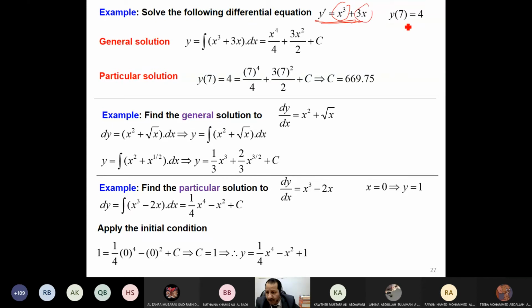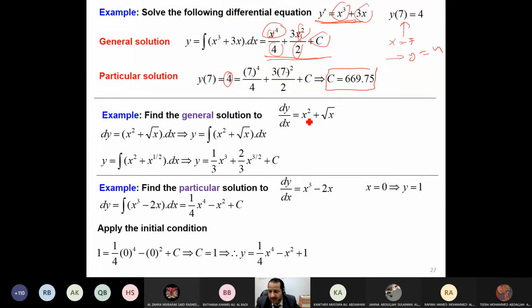Now, if he gave you an initial condition here, you see, I integrated: x to the power 4 over 4, x to the power 2 over 2, plus c. If he gave me an initial condition, he told me here that when x equals 7, then y equals 4. So I will say, okay, 4, which is y, equals, and I substitute 7 for each x. I do the math, I get c. So the initial condition given to you is just to find the constant c.